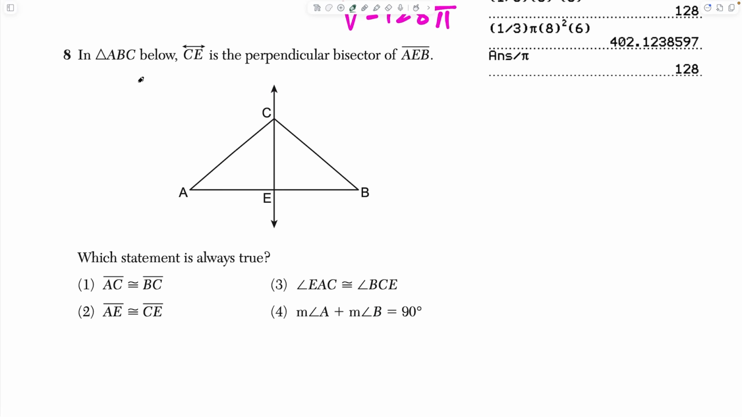Question 8, in triangle ABC below, CE is the perpendicular bisector of AB. Which statement is always true? So for this question here, there's a few ways we could do this. But one way is really knowing the definition of perpendicular bisector. So a perpendicular bisector cuts a line segment in half and makes a 90-degree angle. But a fancier definition says that every point on the perpendicular bisector is equidistant to the 2 points at the beginning and end of the line segment.